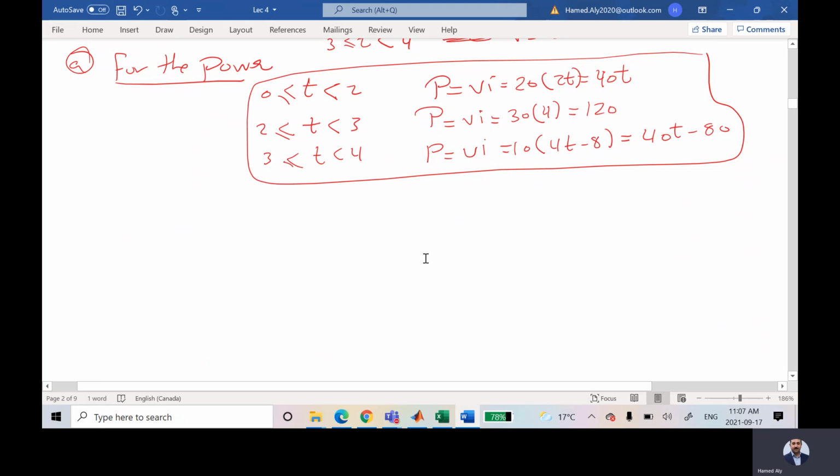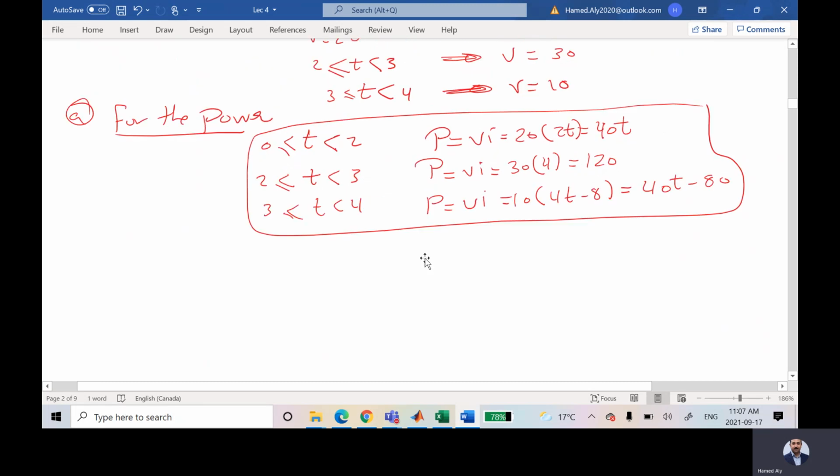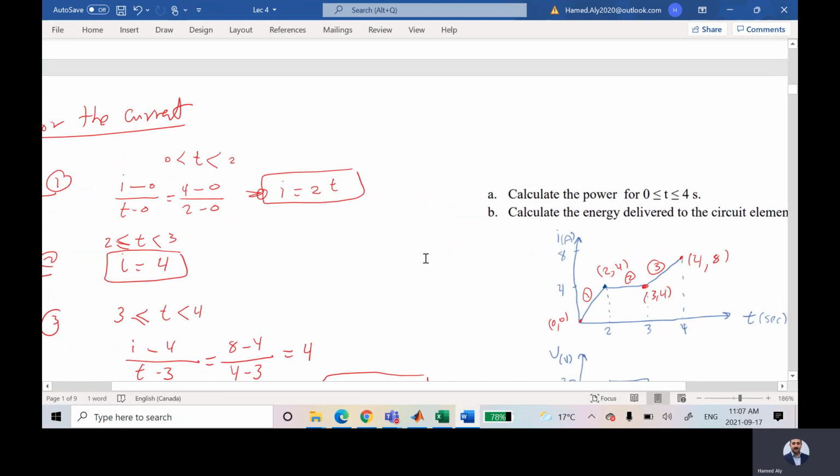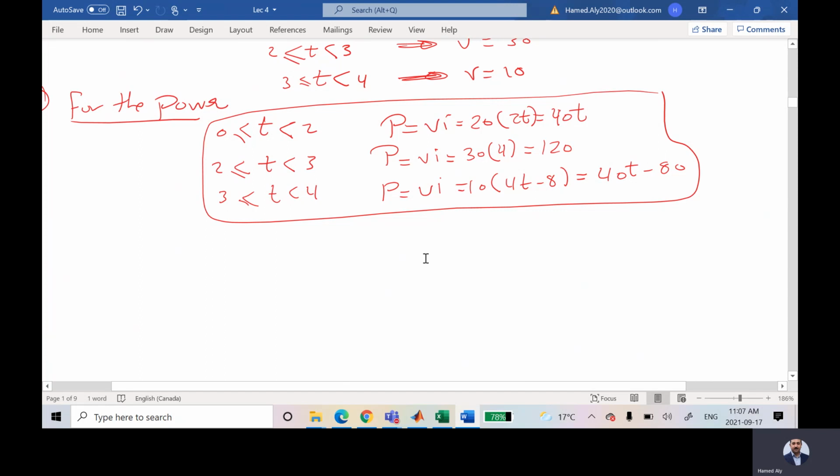So the next step is to calculate the energy. Here, I asked you to calculate the energy delivered to the circuit at t equal to 4. So I'll try to find the integral for all components for different periods. For part B, I know that W is equal to the integral of P dt. But the problem here is I have different functions for the power. Because of these different functions for the power, I am expecting that I have different terms. That's why I will divide my integral into 3 terms.